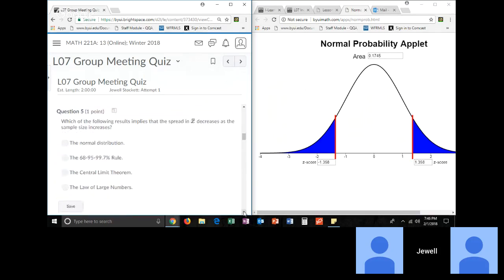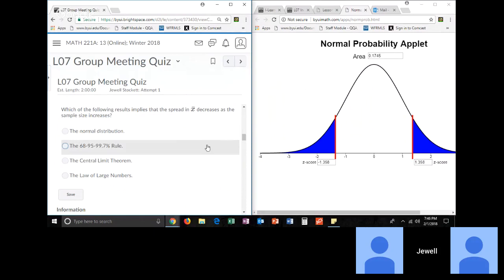Which of the following results implies that the spread in X decreases as the sample size increases? Sorry, I have way too many tabs open. The law of large numbers? So that sounds similar to as the sample size increases, standard deviation decreases. So would that mean the spread in X decreases? We can try.